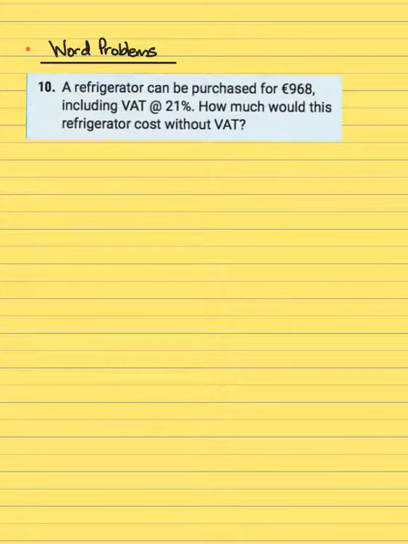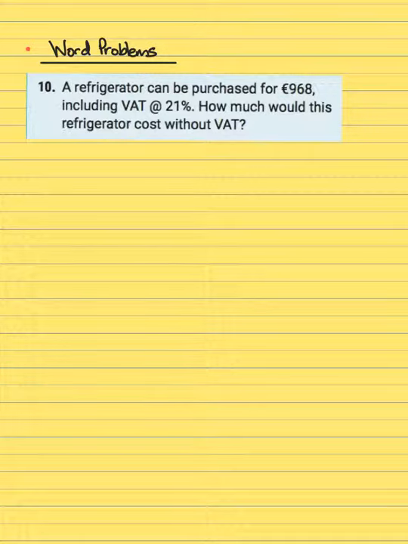And once again, I want you to do part C of the question, following the example, showing all the calculations, going through each part just like you did in the example. Okay, now we'll just have a look at a word problem. The fridge can be bought for 968. It includes the VAT at 21%. How much would it cost before VAT?